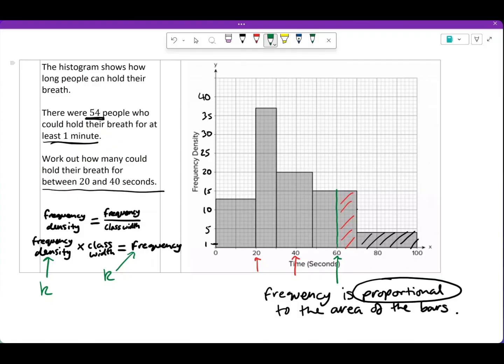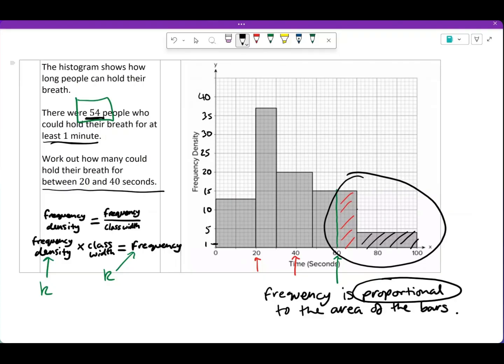So if we look back at the numerical bit of information given in the question, we know 54 people could hold their breath for at least 1 minute. So therefore, the area to the right of the 60 seconds, which is 1 minute, so this area here that I shaded, that should be proportional to the frequency. So that should be proportional to 54. So what I'm going to do is calculate the area of the red shaded region and the black shaded region. In order to do that, we're going to use my made up frequency density scale.